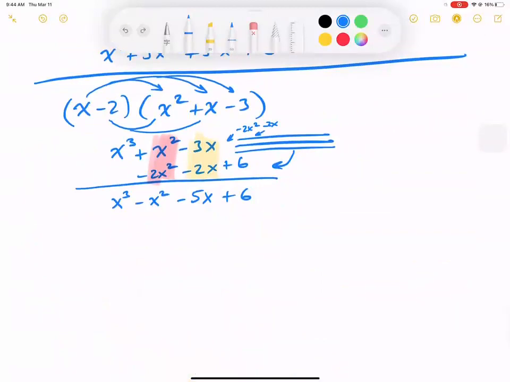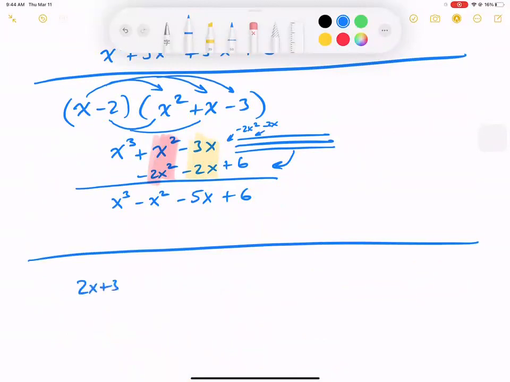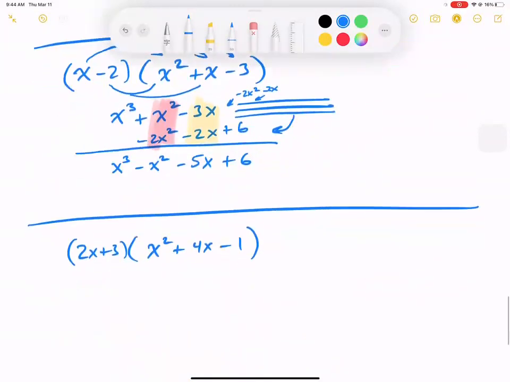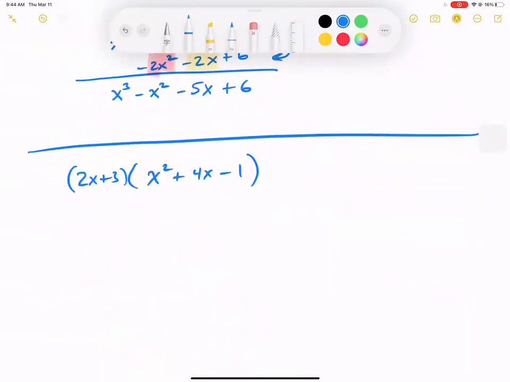Okay, let's do it one more time. Here's my next example. 2x plus 3 and x squared plus 4x plus, let's do minus 1. Okay. So let's go ahead and practice this problem. First we multiply everyone by 2x, 2x, and 2x. We end up with 2x times x squared is 2x cubed because I have 3 of them now. 2 times 4 is 8x squared. And 2x times negative 1 is negative 2x. All right, we're done with 2x.